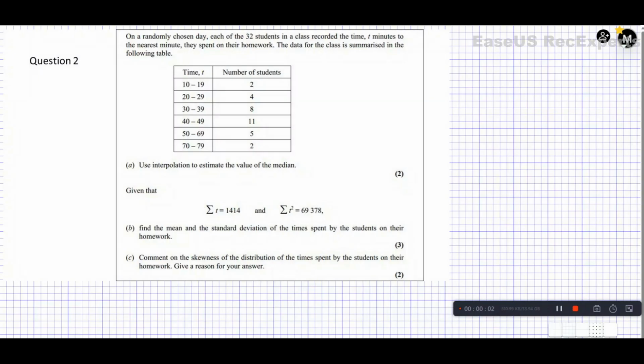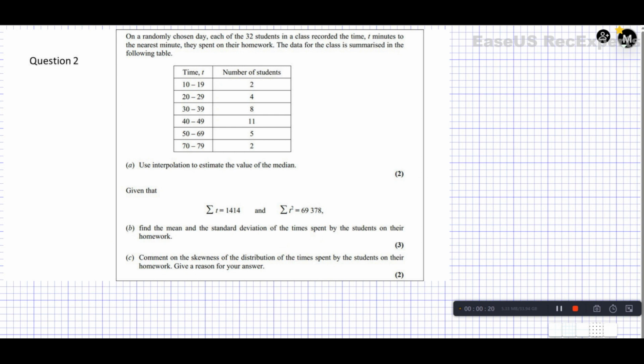Okay, day 9, question 2. On a randomly chosen day, each of the 32 students in a class recorded the time t minutes, to the nearest minute, they spent on their homework. The data for the class is summarized in the following table. Okay, so this is continuous data.